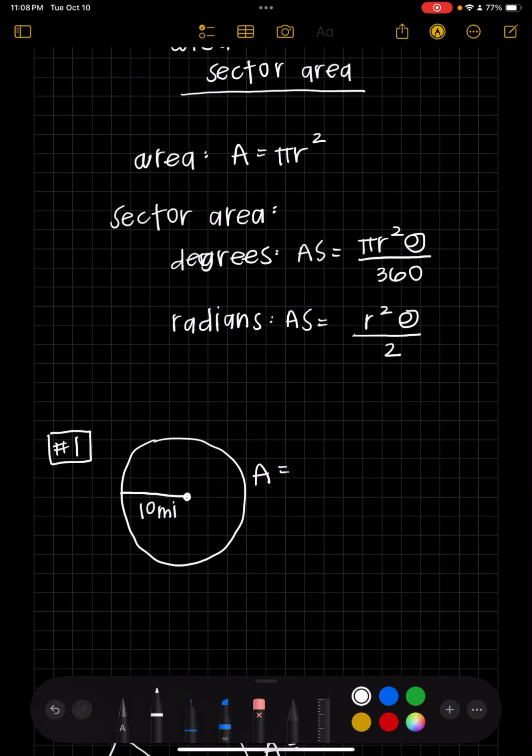Depending on what you want to do, you could potentially convert between degrees and radians if there's a formula that you like more. But in these examples, we're just going to use the two different formulas so that we don't have to convert between degrees and radians or radians and degrees. All right, so let's start with the first example.